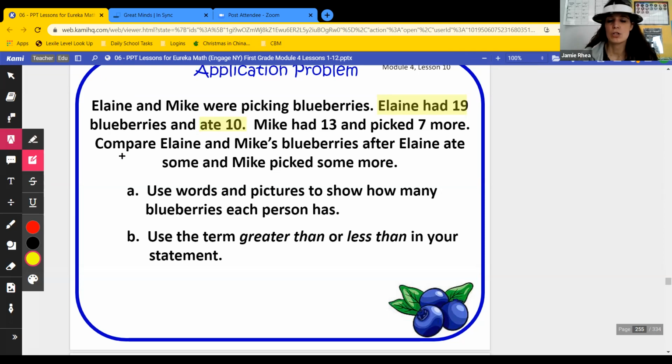Mike had 13 and picked 7 more. All right, so Mike had 13. That's important to know. Now, if he picked more, am I going to add or subtract on that one? I'm going to add. So he picked 7. I'm writing that on my board so I don't forget. All right, so he picked 7 more.